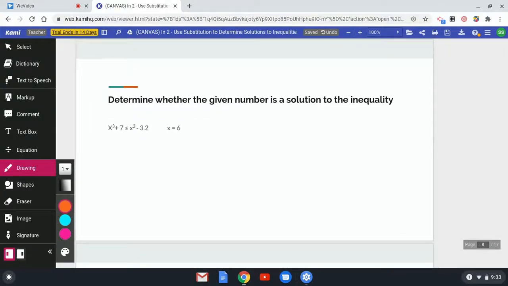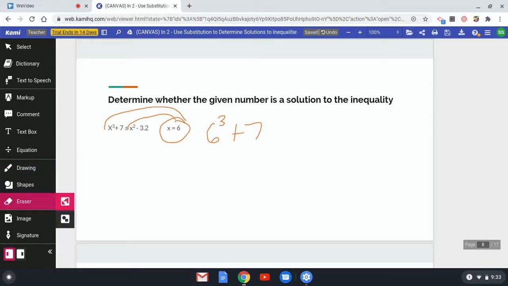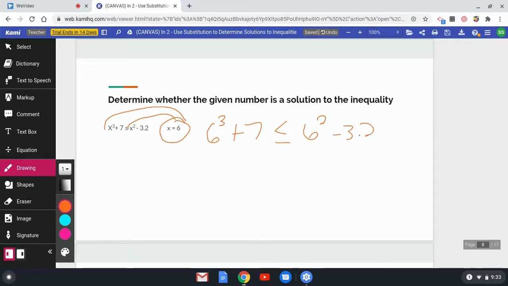Let's try. Okay. X to the third power plus 7 is less than or equal to x to the second power minus 3.2. All right, wherever I see x, substitute 6 in. So then I'm going to do it over here so I have a little more space. 6 to the third power plus 7 equals, nope. See, sometimes we get in the habit of equations. Is less than or equal to 6 to the second power minus 3.2.